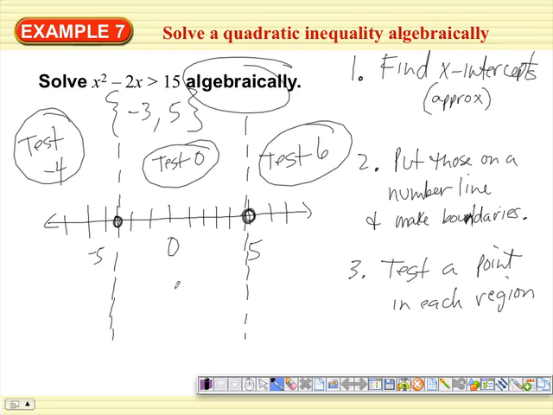Okay, here's what I want you to do. I want you to plug those 3 things in where? The original, to test to see if they make it true or not. So test 0 in the original. So 0 squared minus 2 times 0 greater than 15. What do you think? Yes or no? 0 is greater than 15? No. That means these are not my solutions. I put an X. Okay? You test the other 2 to see if they're true or not. Go ahead.